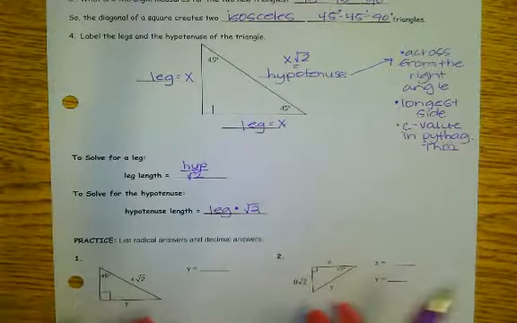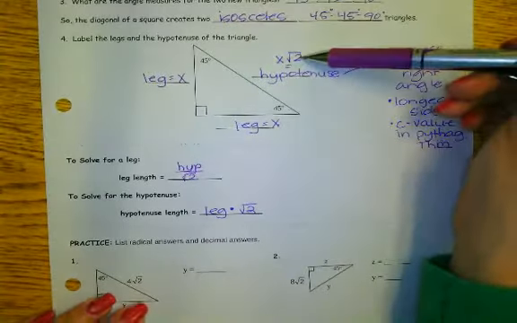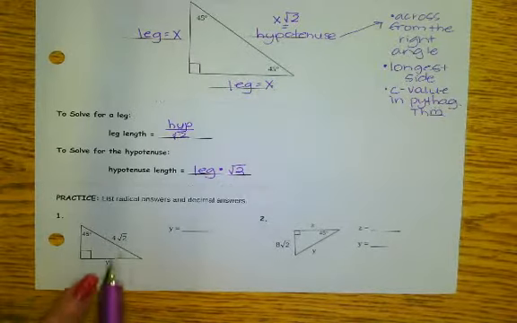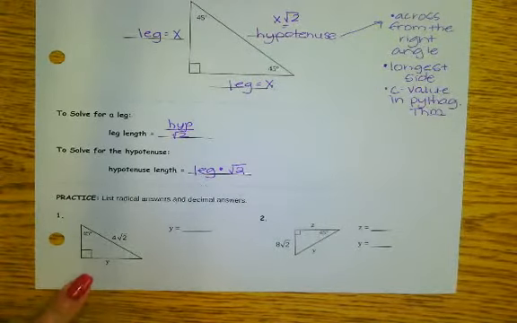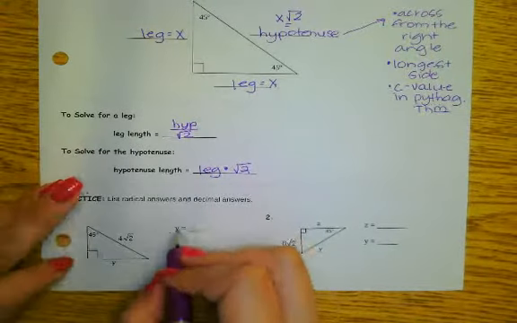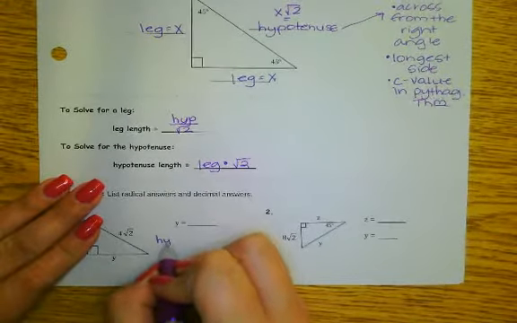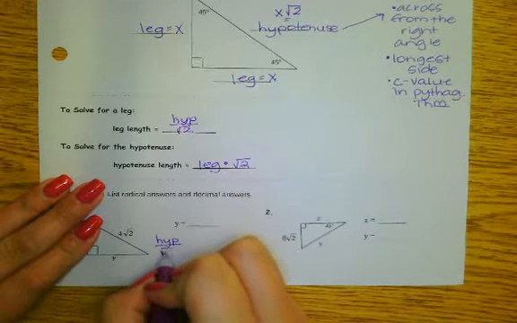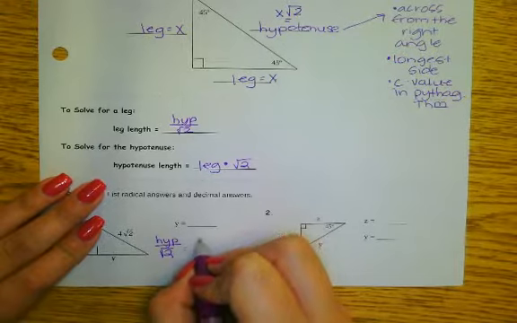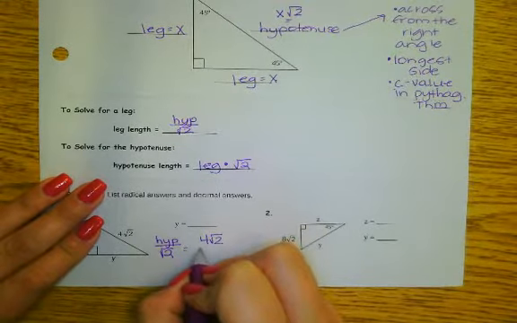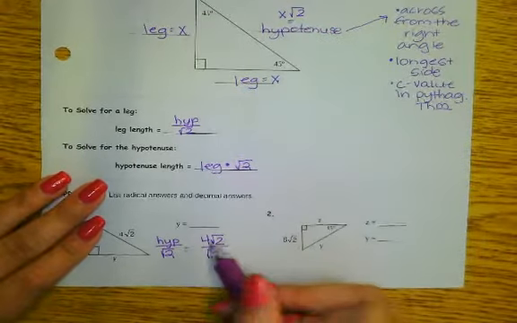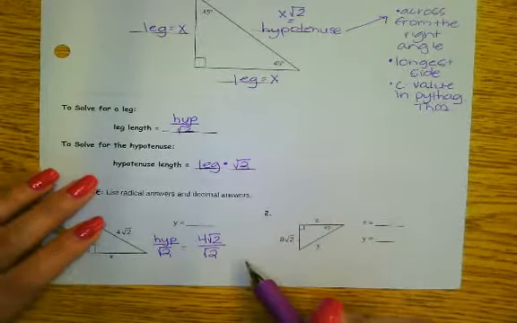Okay, so for number 1, am I solving for a leg or a hypotenuse? You're solving for a leg. So you need to take your hypotenuse over square root of 2. Well, what is my hypotenuse? 4 radical 2 over radical 2. What happens here? Very good. The radical 2's cancel out, and you're left with your leg just as 4.